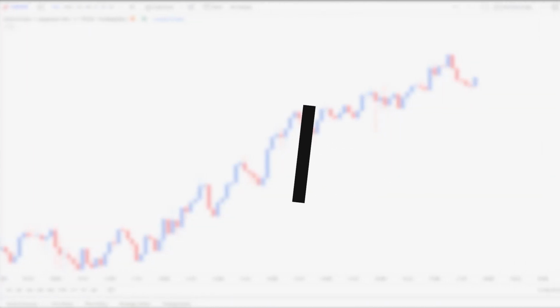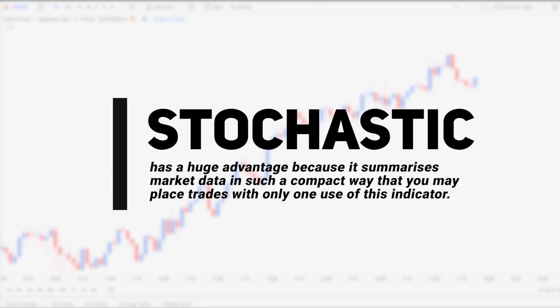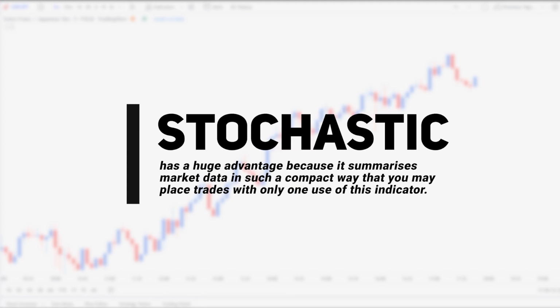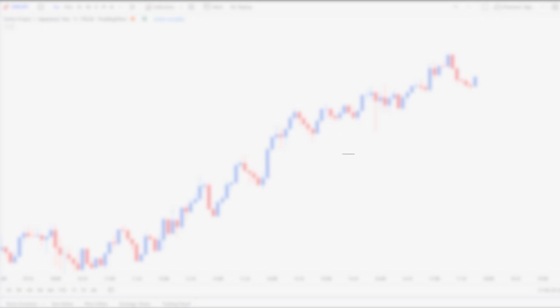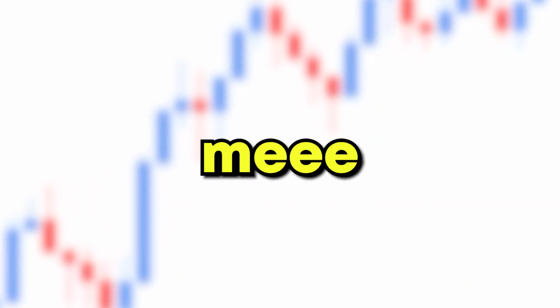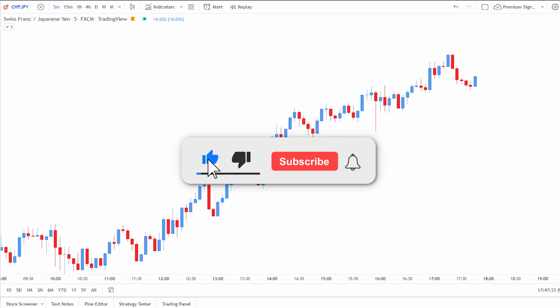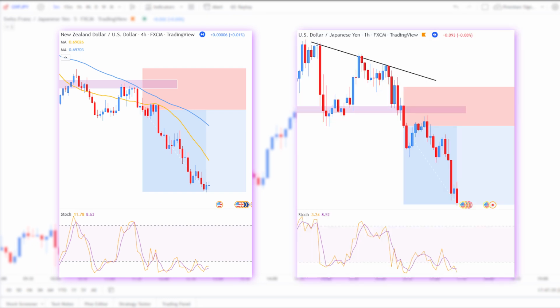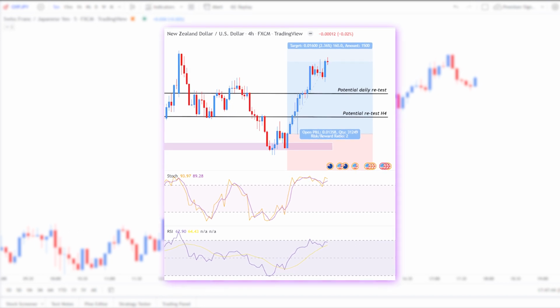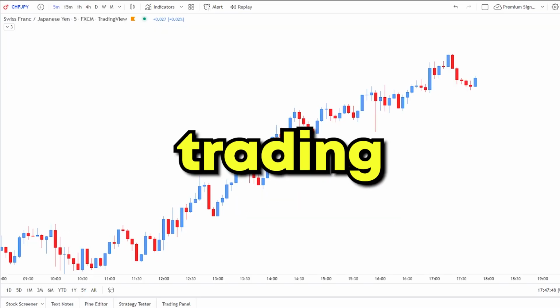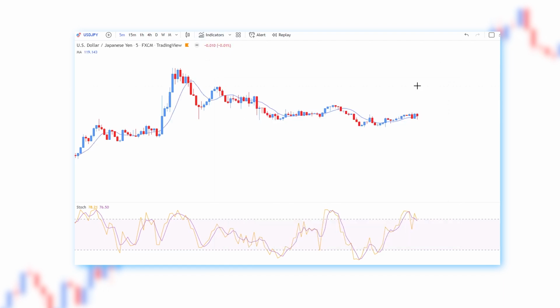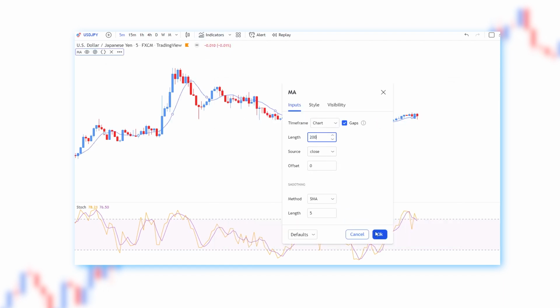The stochastic trading indicator has a huge advantage because it summarizes market data in such a compact way that you may place trades with only one use of this indicator. And to be honest, those who have been following me for a while know that I never allow you to throw your entire fate in a single indicator. So to achieve more accurate trading positions, I frequently combine this indicator with other indicators as well as tools such as moving averages, simple price action, fundamental and technical analysis. I also love to implement RSI, so the list is endless. However, for this 5-minute scalping trading strategy, we will add the 200 moving average to assist us in understanding the market structure and overall move.